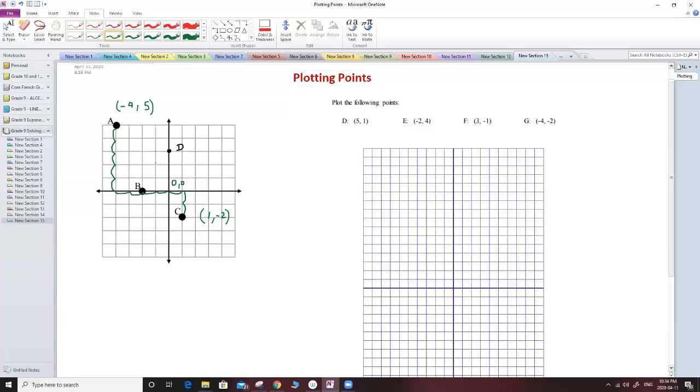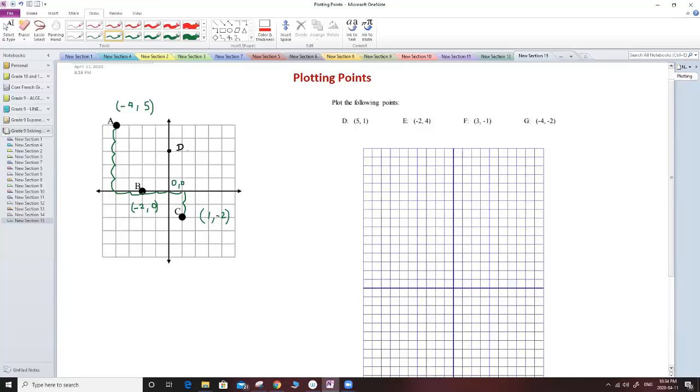Now, I'm going to see point B. B, as you see here, is going left 2 steps. That means negative 2. But it's not going up or down. That means it's on the x-axis. That means right away the y is 0.